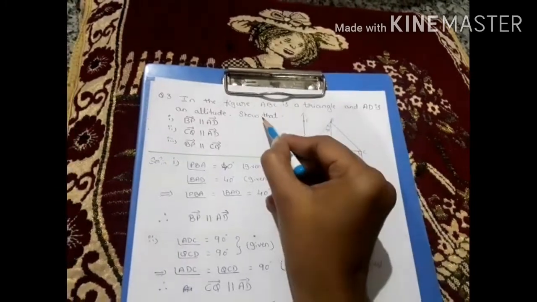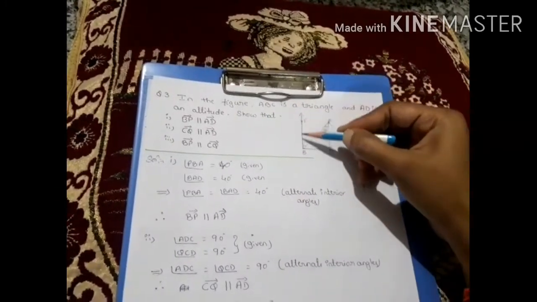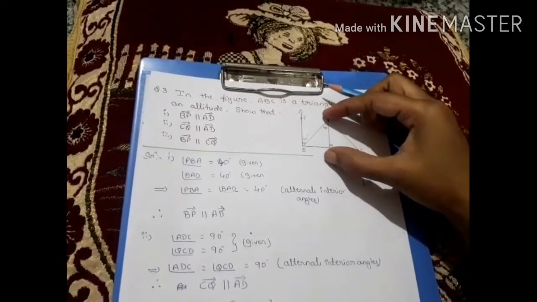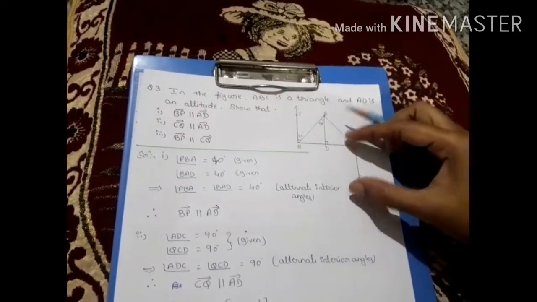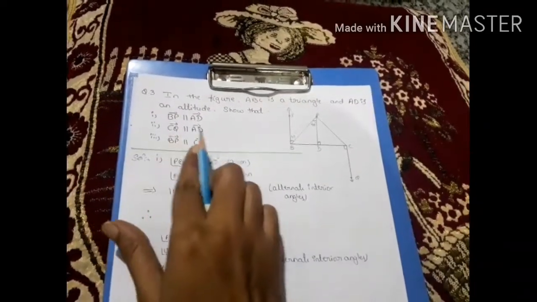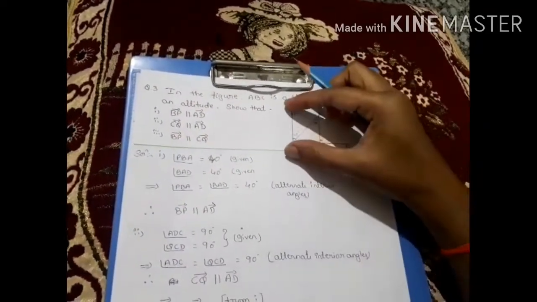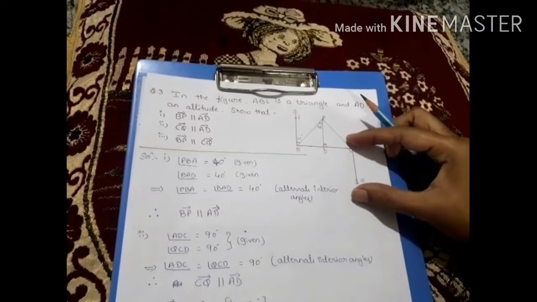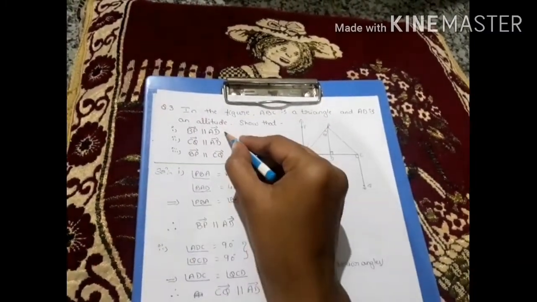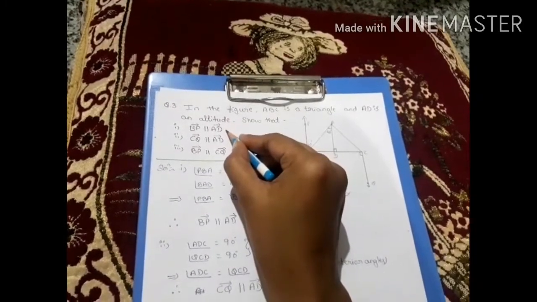Now you have to show that BP is parallel to AD, CQ is parallel to AD, and also that BP is parallel to CQ. Okay. Now first, you have to show BP is parallel to AD.